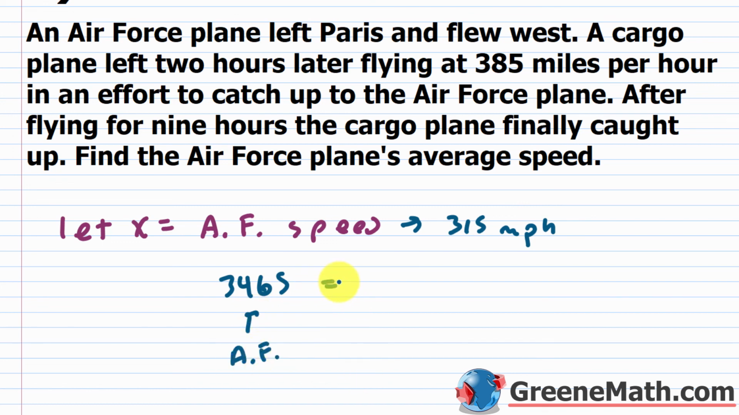This will be equal to, if we look at the cargo plane, 385 miles per hour for 9 hours. So 385 times 9 is also 3,465 miles. And this is for my cargo plane. So these are exactly equal in terms of the distance, so we know our answer is correct here. The average speed for the Air Force plane is going to be 315 miles per hour.